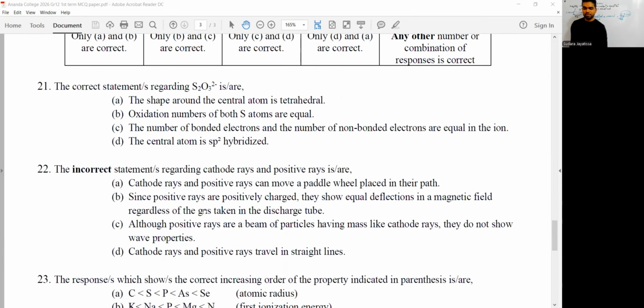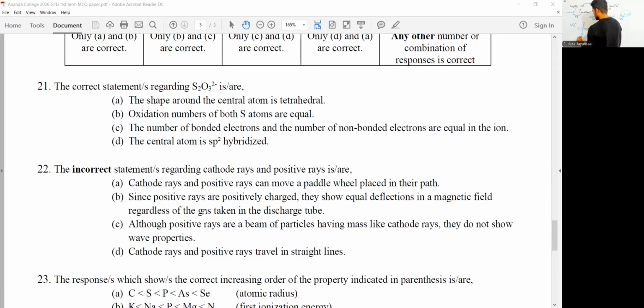Now there are only 5 questions left. Well, let's discuss them anyway. And these 3 questions are from ABCD, okay? So look at the first one. Correct statement regarding thiosulfate. So let's draw the thiosulfate ion and discuss. S2O3 2 minus. So you need to memorize the structure of this one. Okay, it will be important in inorganic chemistry too.